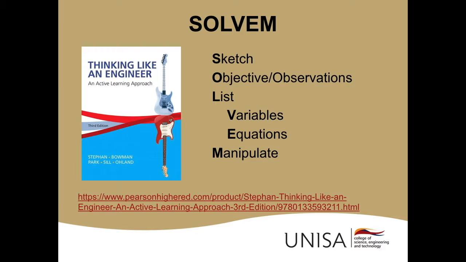O for objective and observations. Then we should list all our variables, where keep in mind a variable is nothing else than a placeholder for a value. Typically, variables have meaningful names. We also need to list all our equations, and then we need to manipulate the equations to come to a result. So let's see how we can apply Solbin to a robotics problem statement.